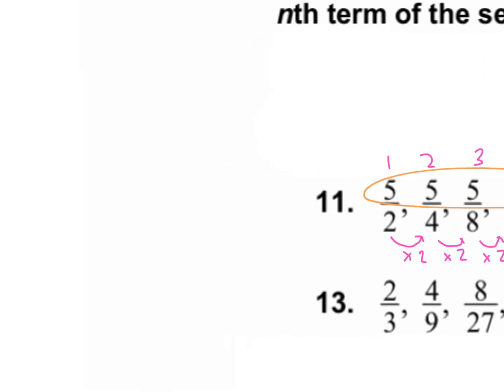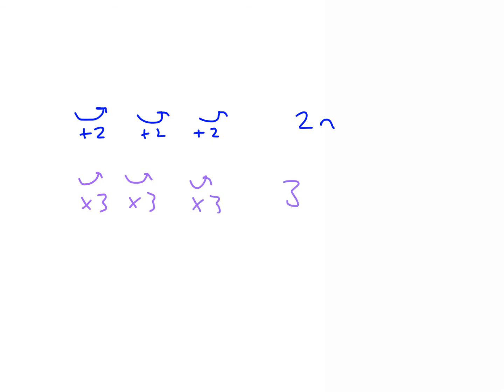So real quick, I'm just going to do it on the side, a little helpful guide, I guess we could say. When going from one number to the next, let's say we're adding 2 to get from one number to the next: add 2, add 2, add 2. Our rule would be 2 times n. If we were multiplying, let's say multiplying by 3 to get from one number to the next: times 3, times 3, times 3. Our rule would be 3 to the power of n.